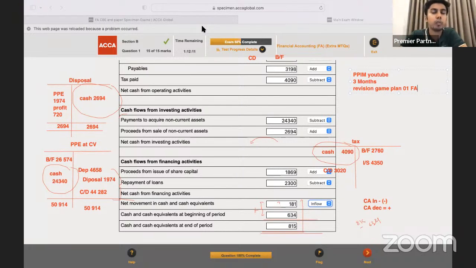This session, I put more focus on adjustments to financial statements, consolidated SOFP, consolidated income statement. I put more focus on that. And I also did one cash flow. So if you want to practice more cash flow questions from the exam kit, or maybe to cover the basics, you can, guys, just go to their YouTube channel. 3 months ago, revision game plan FA video number 1. I'm explaining the basics of cash flow, including practicing, I think 2 or 3 exam kit questions also I have done. So if you can go through, you will have a thorough understanding of the cash flow statement.